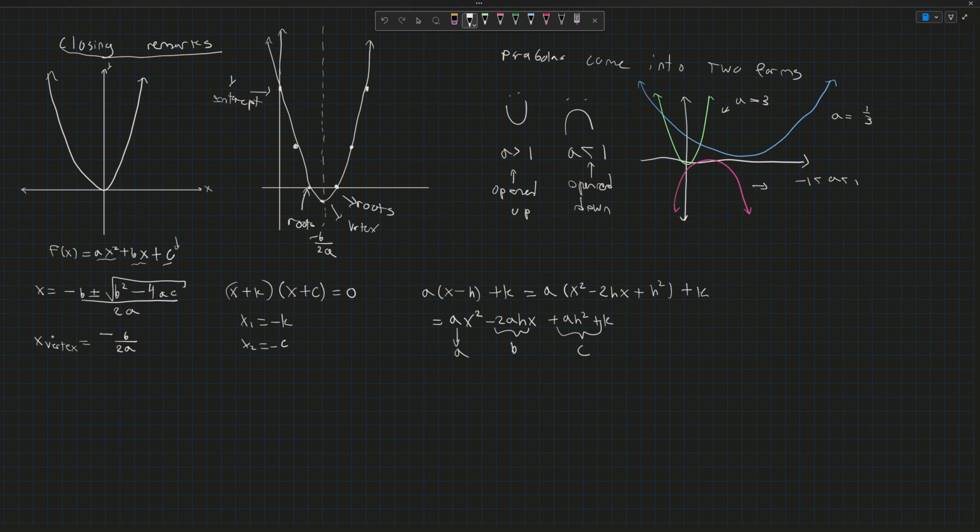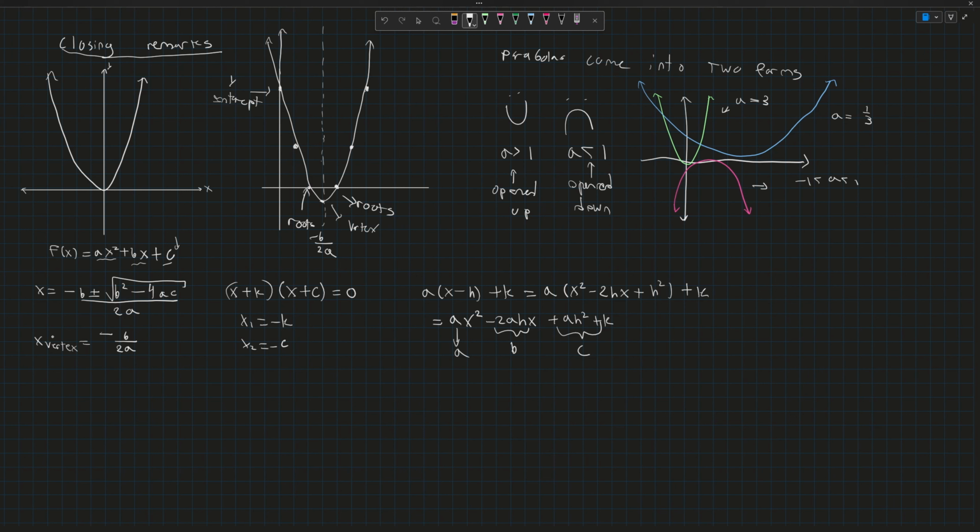And what's really interesting is that based on the a value, we could tell whether the parabola is open up, which looks like a valley, or it's open down, which looks like a mountain. I don't know why I said cave, or maybe a valley.